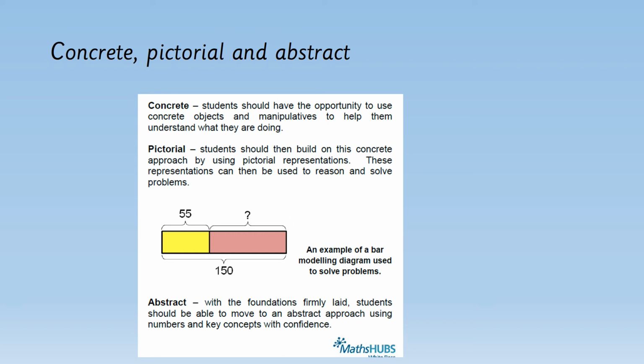The second stage is the pictorial stage, and we can call this the seeing stage. This encourages children to make mental connections between the physical objects in the concrete stage and abstract pictures. Finally, with the foundations firmly laid, students will then move on to the abstract stage. This is when the children will use actual numbers and the symbols, for example, addition, subtraction, multiplication and division.